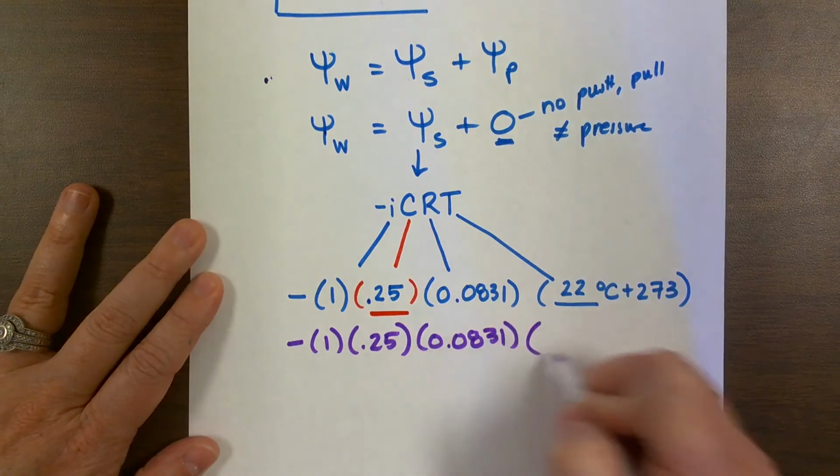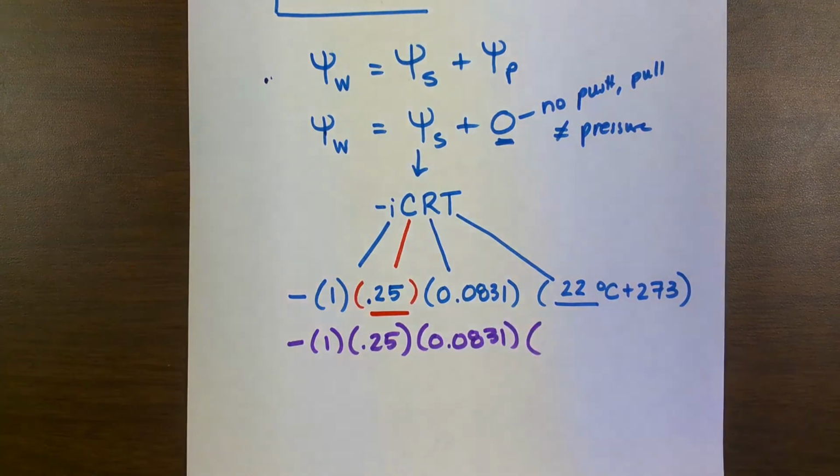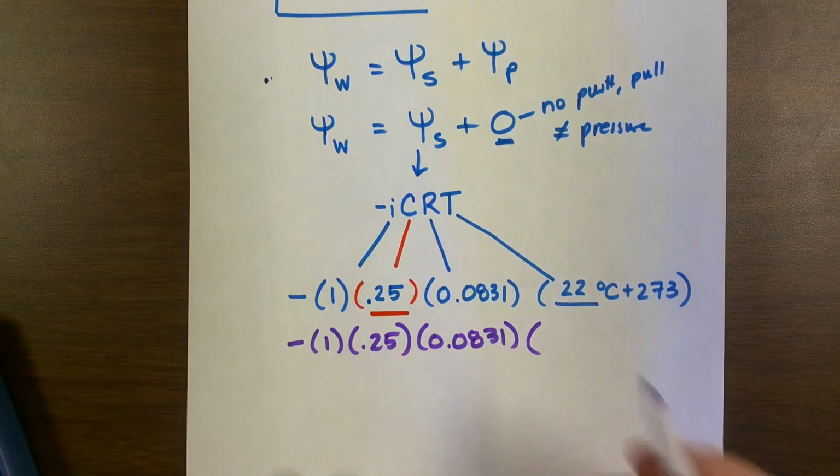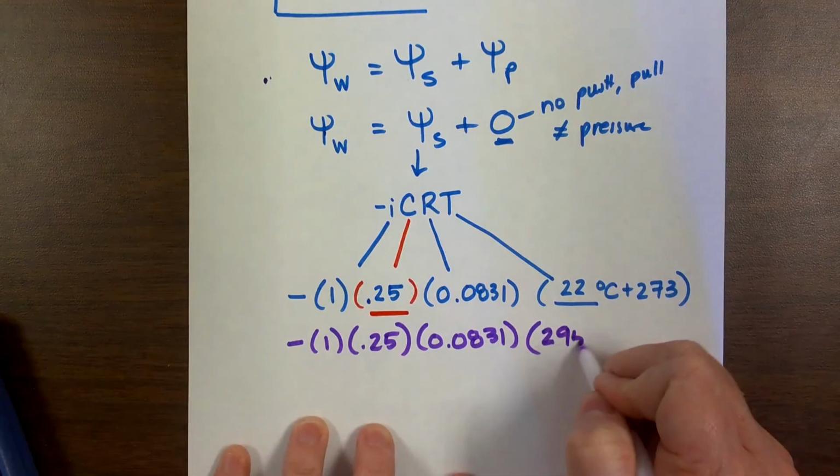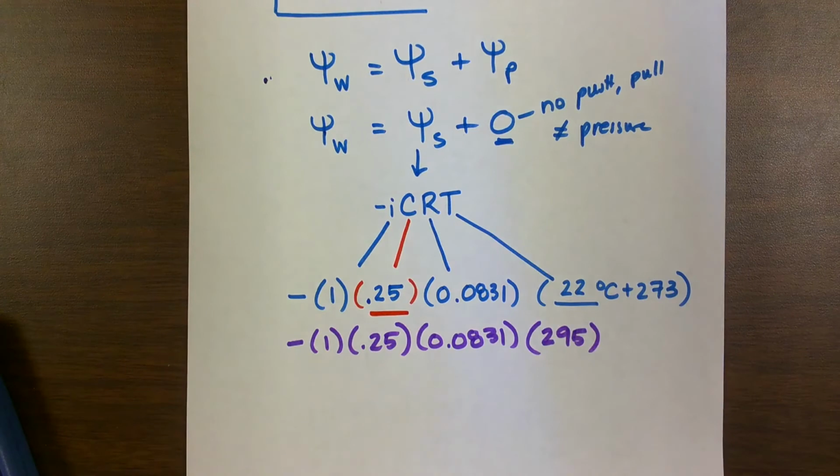This stays 0.0831. And then I add these two together. And so you're going to have your calculator because you're about to do some other math. So it's 22 plus 273. And that's going to give you 295 degrees Kelvin. Now I'm leaving all my units off because the units get really confusing. And in the end, I'll tell you what units you're supposed to use. So don't even stress about it.